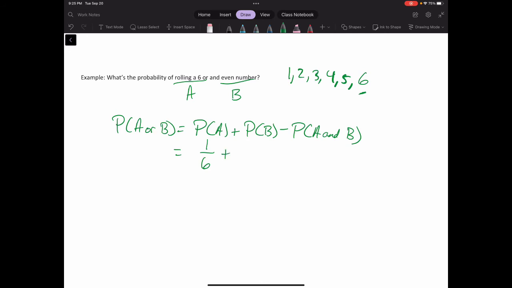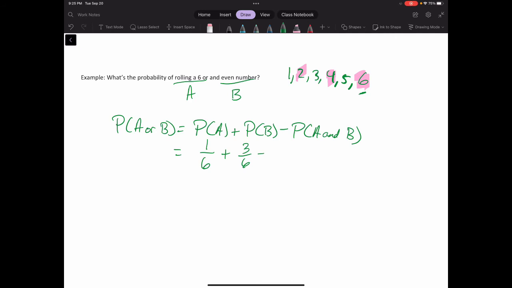Next, plus the probability we roll an even number. Well, how many even numbers are there between 1 through 6? Well, there's 2, there's 4, and there's 6. So the probability we roll an even number will be 3 out of 6. And then minus the probability of A and B.